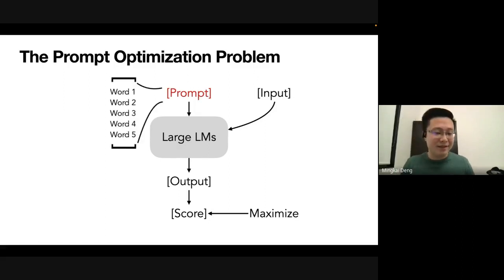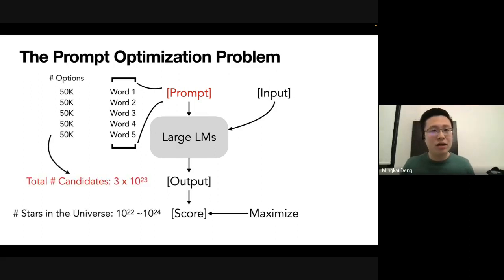However, this problem is actually pretty difficult. So imagine this prompt just consists of five words. However, in a typical large language model, each of these words can have 50,000 options. And if we multiply all of them together, in total, we'll have this humongous number of candidates, which I'm not even going to say. But it's at the same level as the number of stars in the universe. So this is a really difficult problem to optimize over.